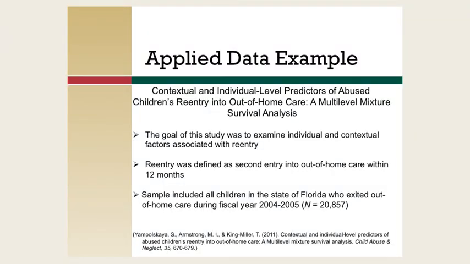So this is an example of, of course, one of the things that we were very interested in our evaluation, the rates of re-entry of children into care. So we were interested in taking a look at both the contextual and the individual level predictors of re-entry into out-of-home care. We defined re-entry, as many of you probably do, as a second entry into out-of-home care within 12 months of returning home. The sample included all children in the state of Florida who exited out-of-home care during a specific fiscal year, 2004, 2005.